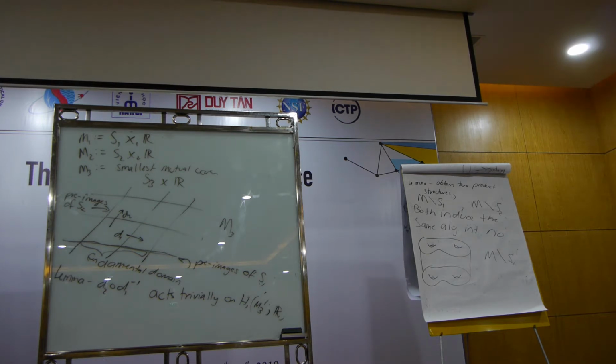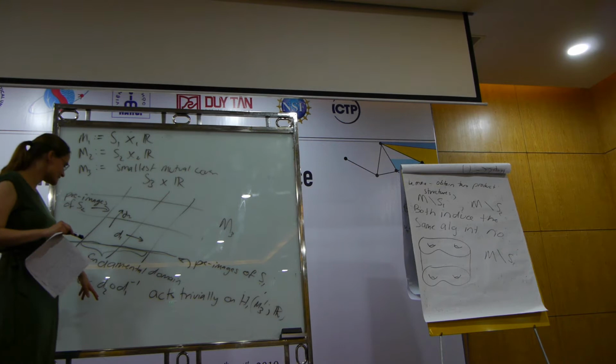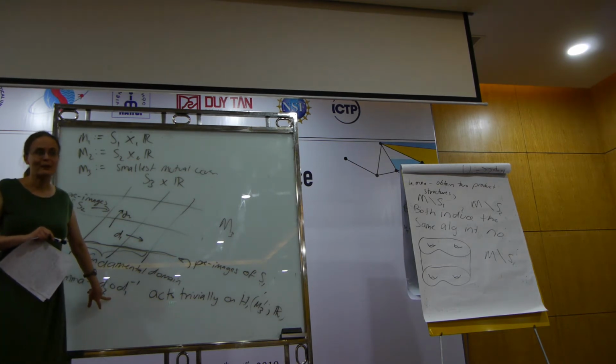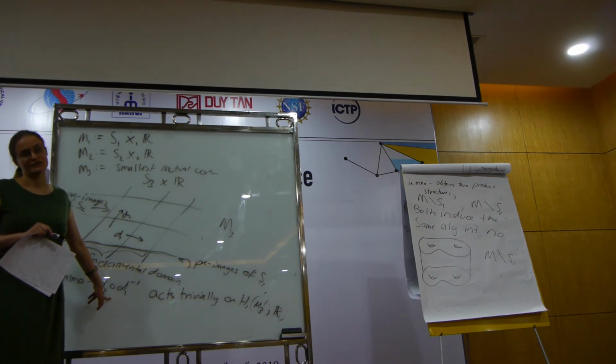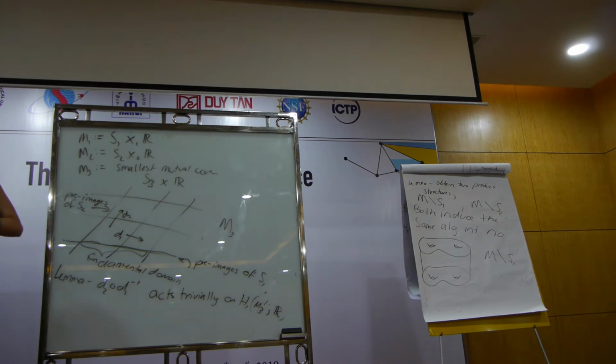Could you repeat where you used the fact that the monodromy was pseudo-Anosov? If the monodromy is not pseudo-Anosov, then this is the identity map. So there's no contradiction. The identity always acts trivially on homology. Yes.